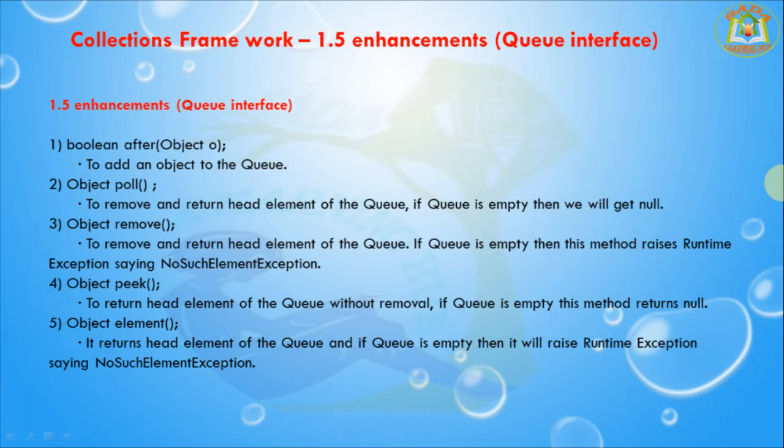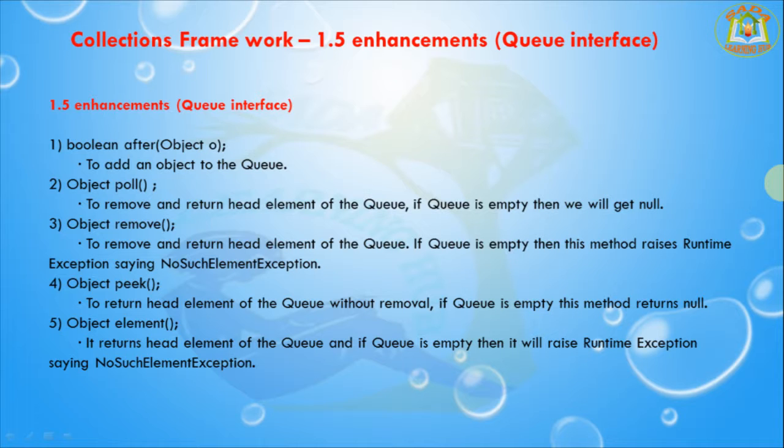Next, I'm going to discuss the methods available in the Queue interface. One is the offer method. This offer method is used to add an object to the queue. One more method is poll. The poll method removes and returns the head element of the queue. If the queue is empty, then we will get null.